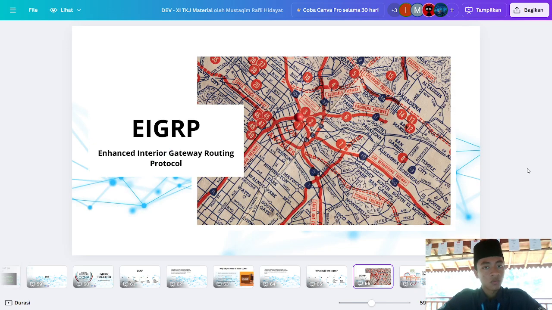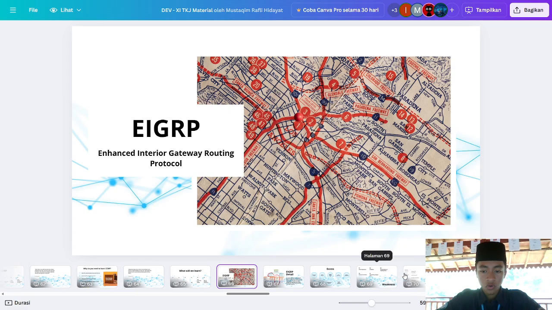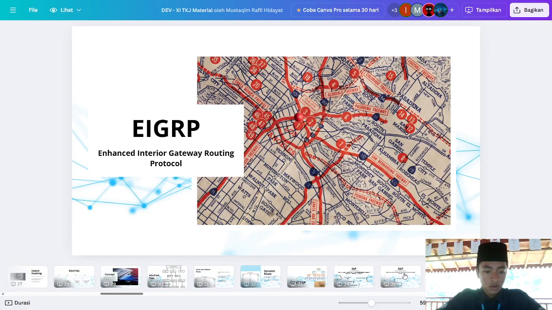So what exactly is EIGRP if you don't know? If you have learned about CCNA, then you are going to be familiar with EIGRP, because in Cisco we have a dynamic routing protocol called EIGRP, which is proprietary to Cisco. Routing has two types, right? Manual routing or static route, and dynamic routing. One of the types of dynamic routing is EIGRP, and here are some examples of dynamic routing.